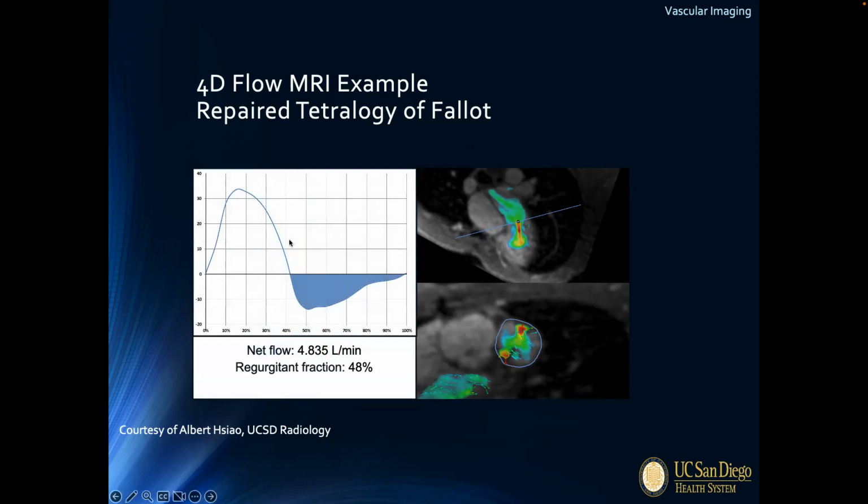So here's an example of flow out of the aorta, and then there's a chunk of regurgitant flow here that you can measure quite accurately. And so the net ejection out of the left ventricle is basically this curve minus this one. So the ventricle has to beat a lot harder to make that happen.